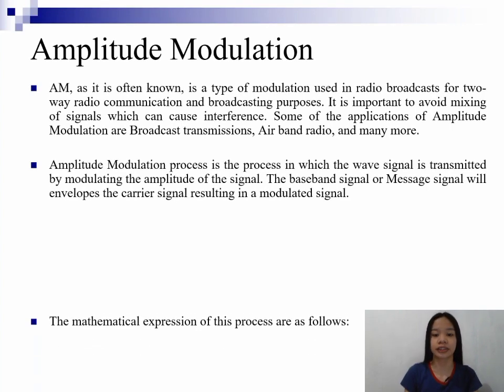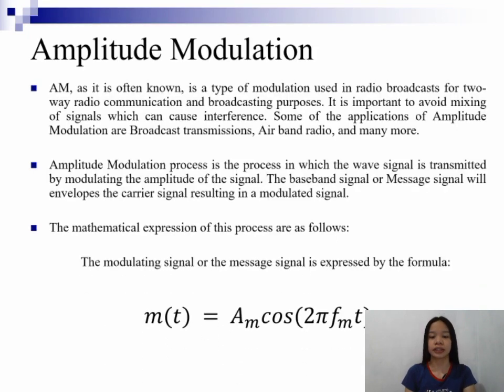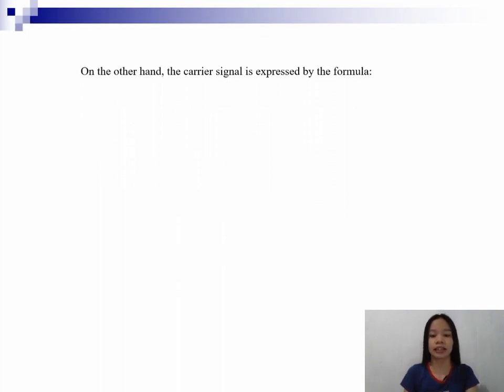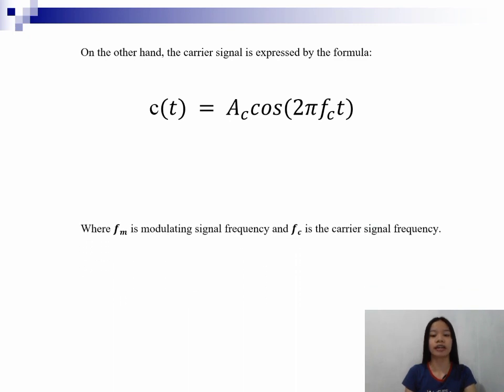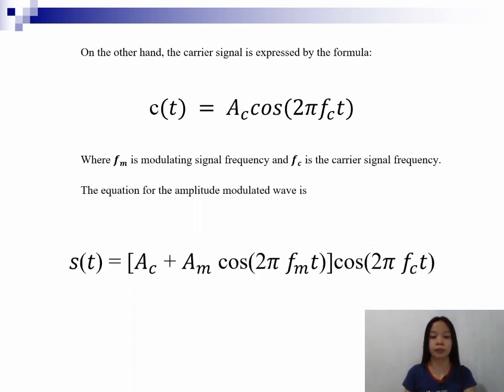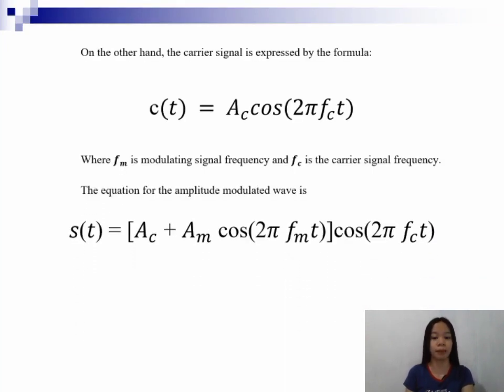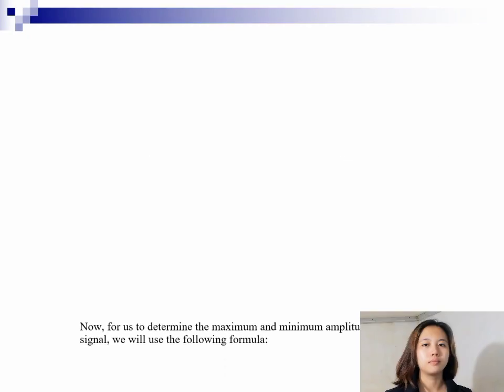The modulating signal, or the message signal, is expressed by the formula m(t) = Am cos(2πfmt). The carrier signal is expressed by the formula c(t) = Ac cos(2πfct). Next, the equation for the amplitude modulation wave is s(t) = [Ac + Am cos(2πfmt)] cos(2πfct). The formula for the modulation index is μ = Am over Ac.